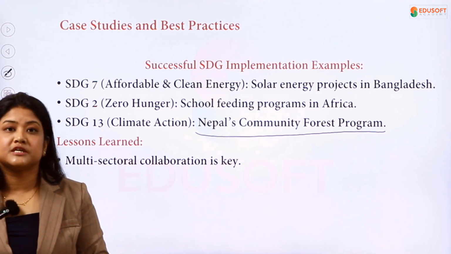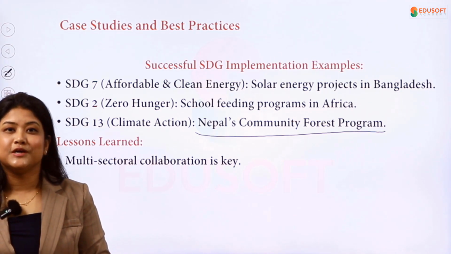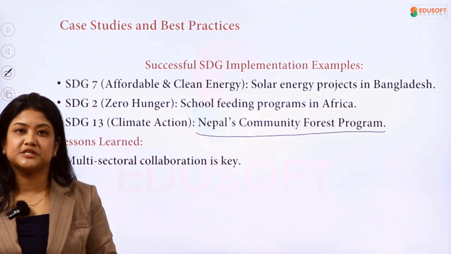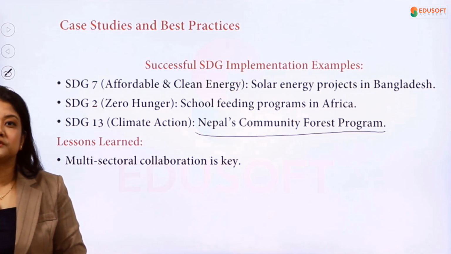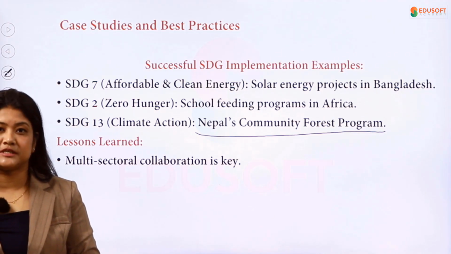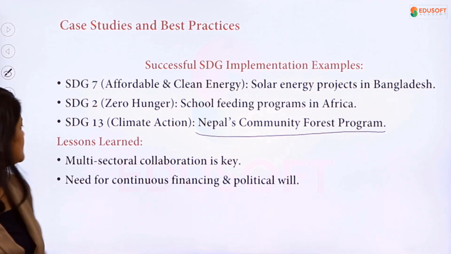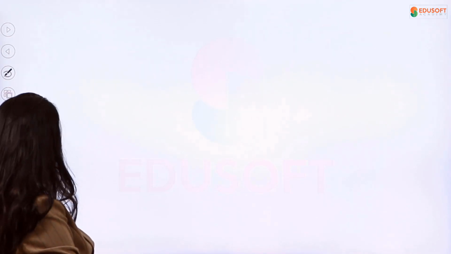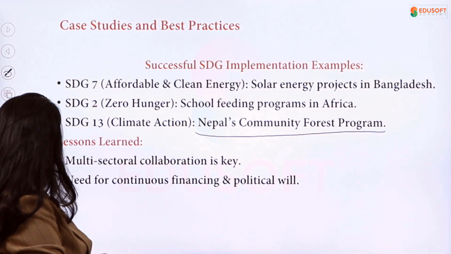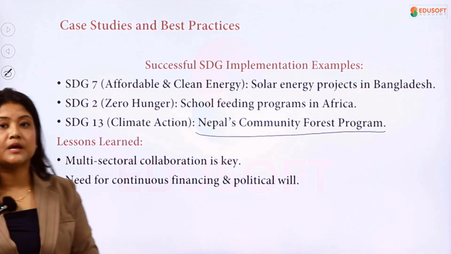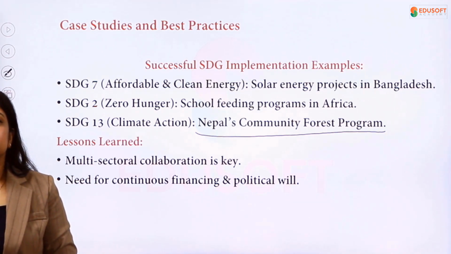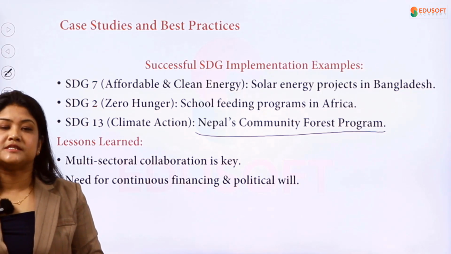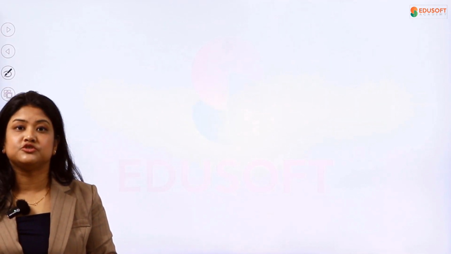Now let's see what are the lessons learned from the Sustainable Development Goals. Multi-sectoral collaboration is key. From SDG implementation, the lesson that we have learned is that multi-sectoral collaboration is the key. There is need for continuous financing, and political will should be there.